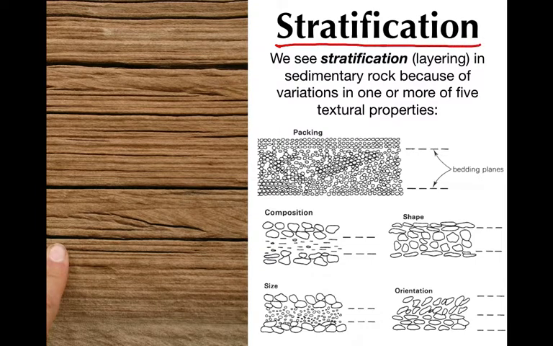Stratification is the layering of sediment in a sedimentary deposit. And before we talk about the different types of stratification that can occur, it's important to talk about what actually causes stratification. So if you look at the layered deposit on the left-hand side of the screen here, the layers that you see in here are caused by one of 5 different types of variation in the way that sediment has been deposited.